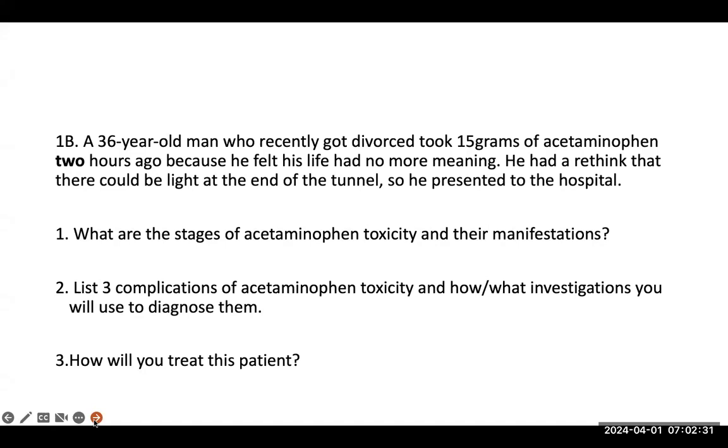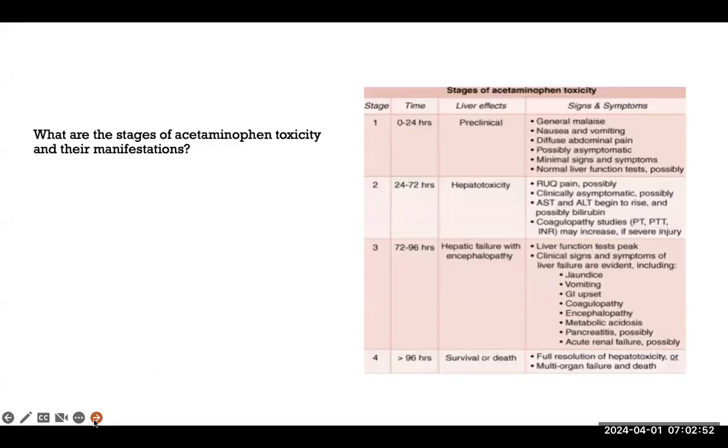hospital. The first STEM question for this question is, what are the stages of acetaminophen toxicity and their manifestations? The second one is, list 3 complications of acetaminophen toxicity and what investigations you will use to diagnose them. And 3, how would you treat this patient? So I'll start with the first question.